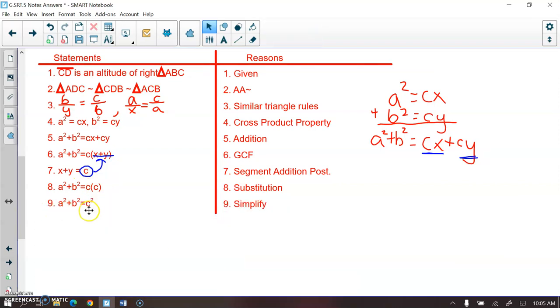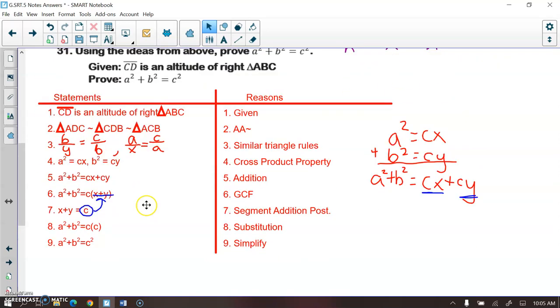I just proved the Pythagorean theorem. A squared plus b squared equals c squared. All right, that brings us to the end of this lesson.